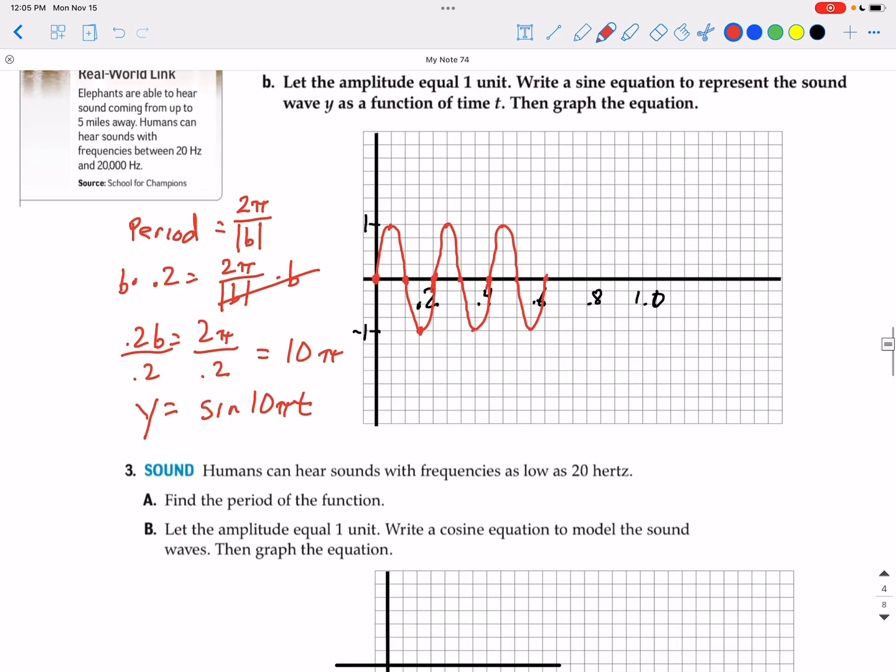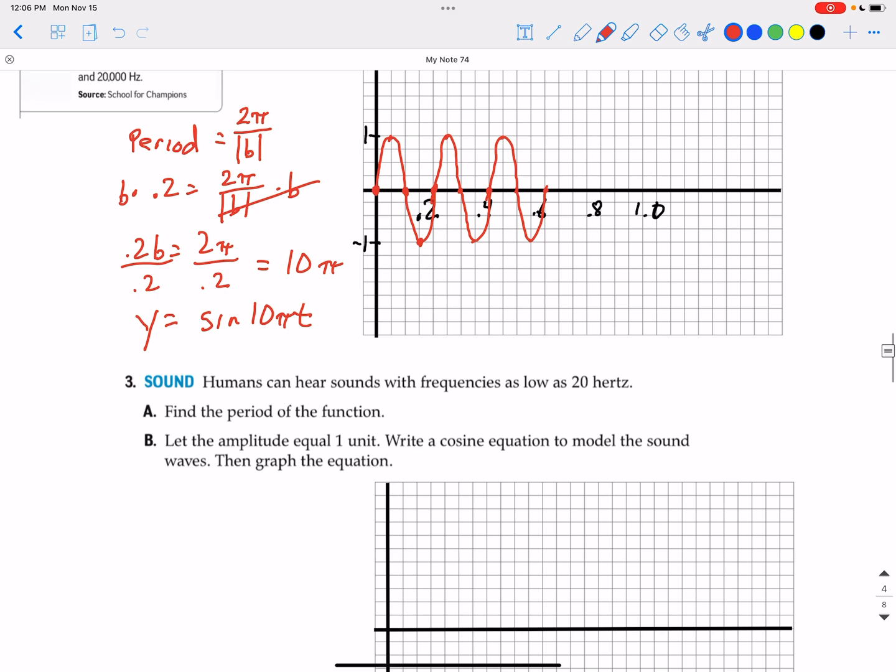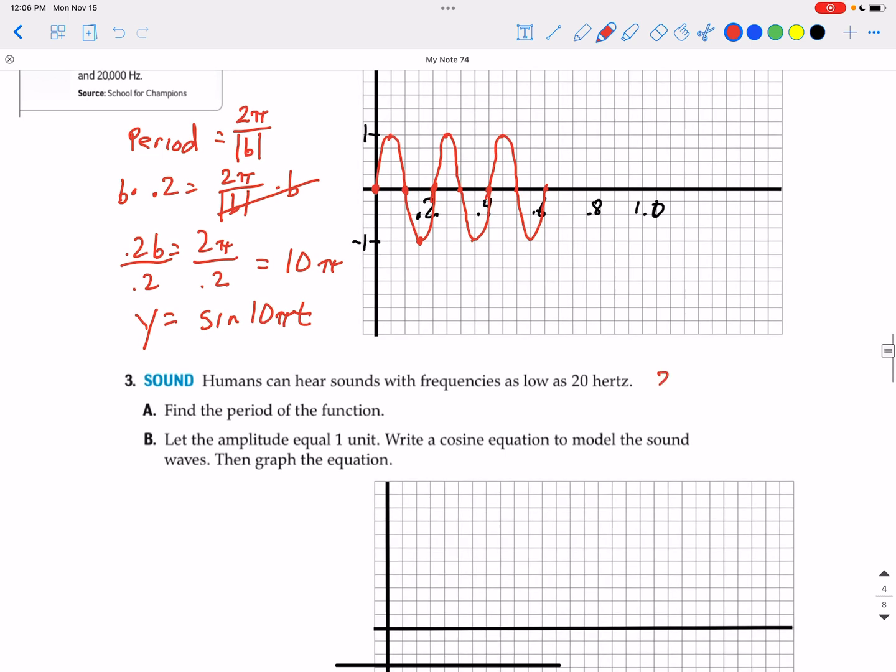Let's do another one that's very similar to that, because this one is talking about humans. Humans can hear sounds with frequency as low as 20 hertz. Find the period of the function, and then let the amplitude equal 1 unit, write a cosine equation this time to model the sound waves, then graph the equation. So the period of this function is going to be, since it's 20 hertz, remember from the previous problem, that means 20 cycles per second.